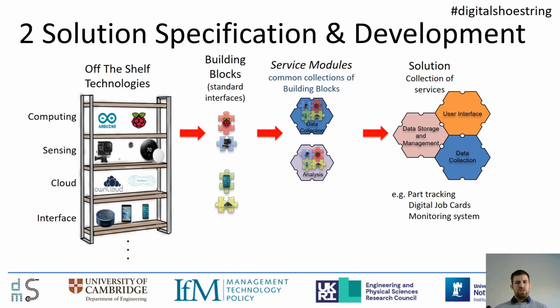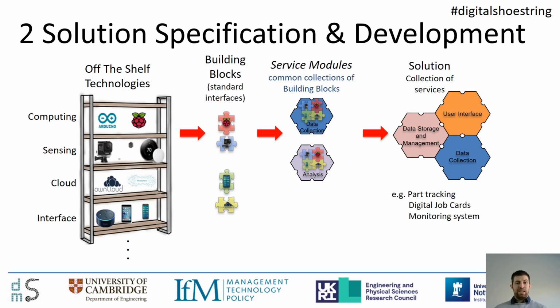We call them building blocks and service modules. The aim with building blocks is that you take these off-the-shelf technologies and you embed them into what we call a building block. The aim here is that these have standard interfaces, which mean that they can plug together nice and easily. Where service modules come from is that when we were developing digital solutions in the early phases of this project, we realized that there are a lot of common collections of building blocks that typically go together. A good example here is data collection. A sensing system looks the same regardless of what you're sensing. And so what we've done is we've embedded these common collections in what we call service modules.